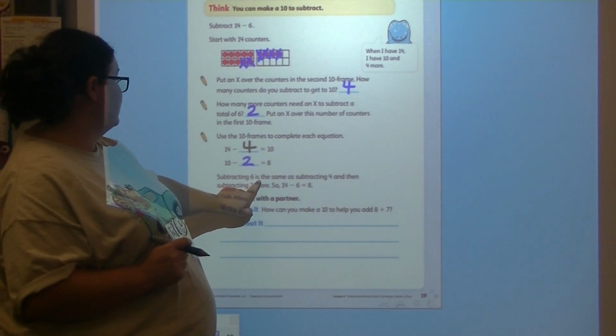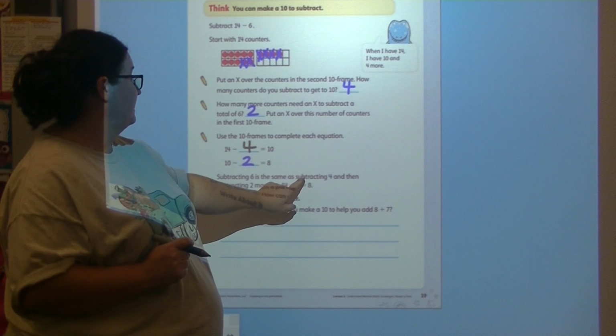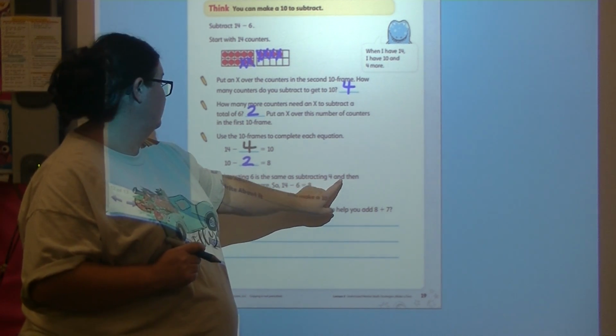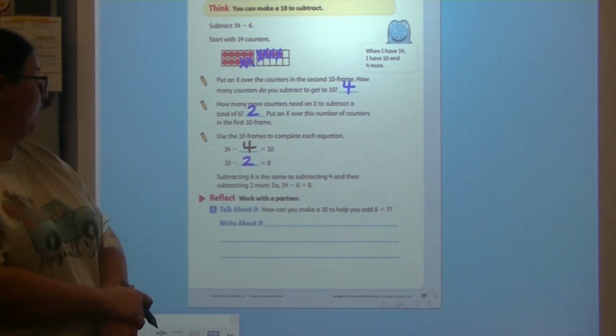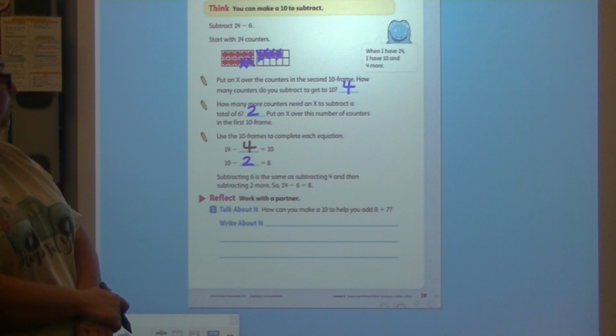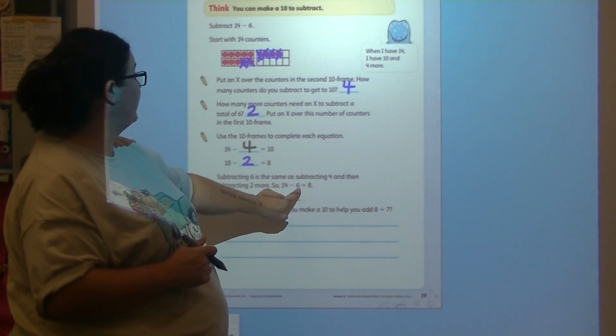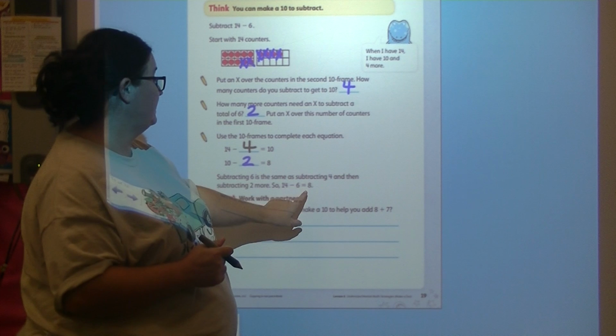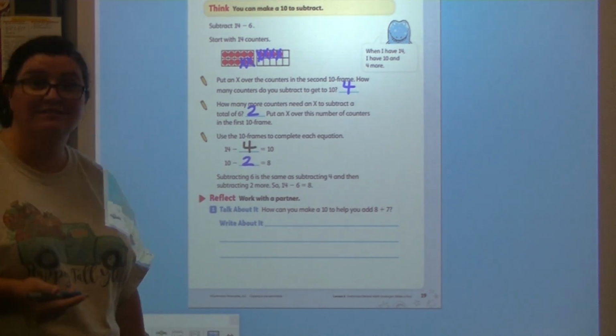Subtracting 6 is the same as subtracting 4 and then subtracting 2 more. So 14 minus 6 equals 8.